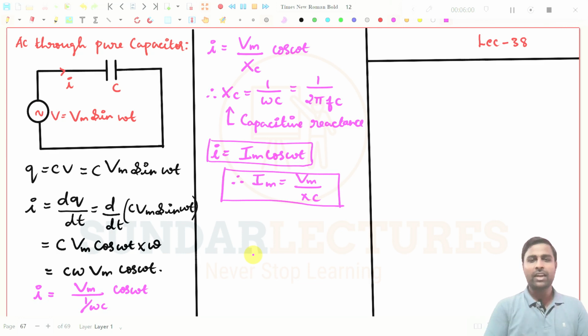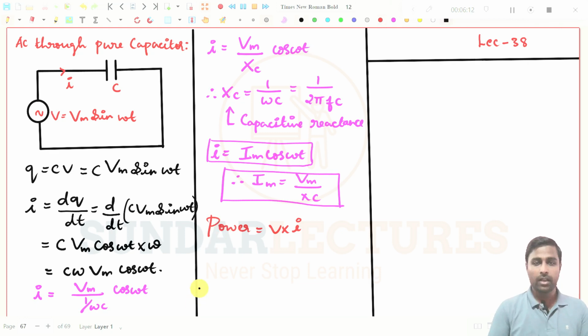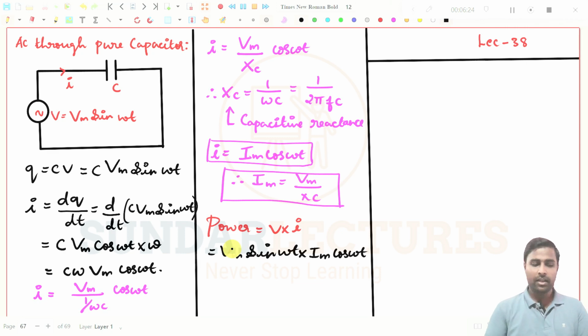Now we can go for the power. How will you find power? The power expression we know already: power is equal to V into I. What is V here? V is equal to Vm sine of omega t, into Im cos of omega t. We have found this now.